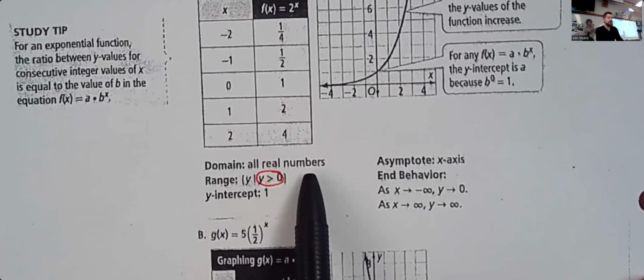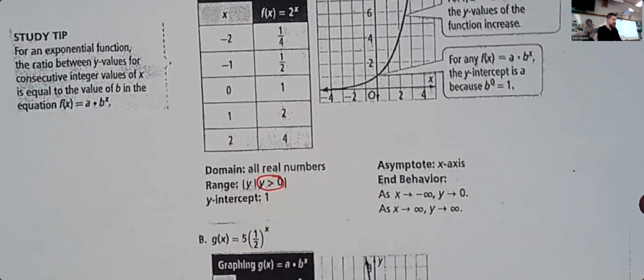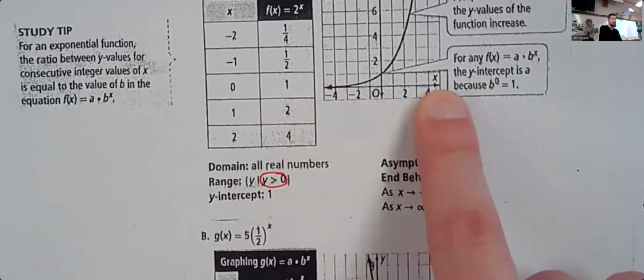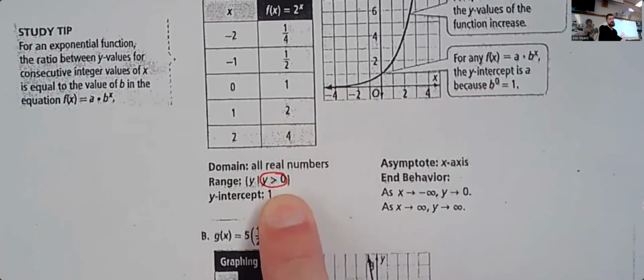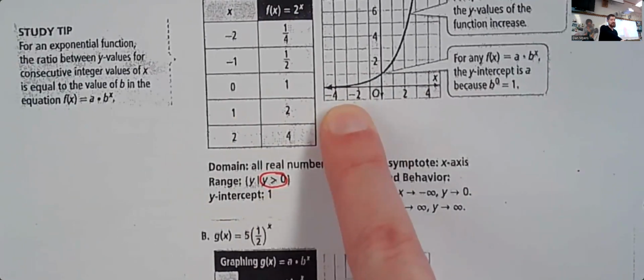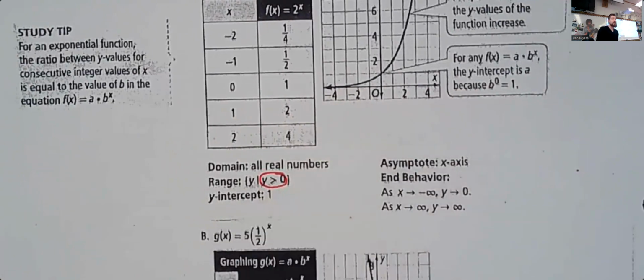For the domain, it's just all real numbers, because it goes negative forever on the x-axis, and it will continue to go positive forever on the x-axis as well. For the range, it's y is greater than 0. So any value for y, so long as it's greater than 0, because there's an asymptote at 0, and we'll talk about that in a second.